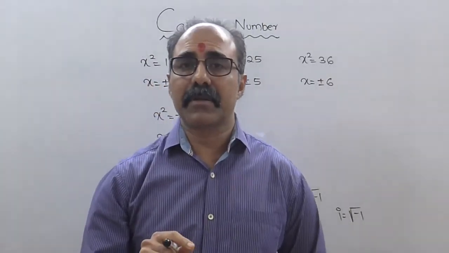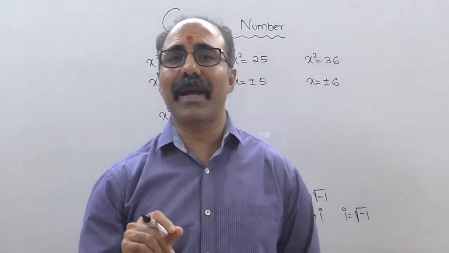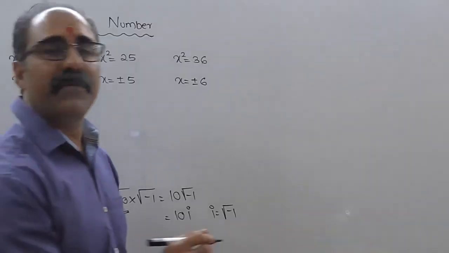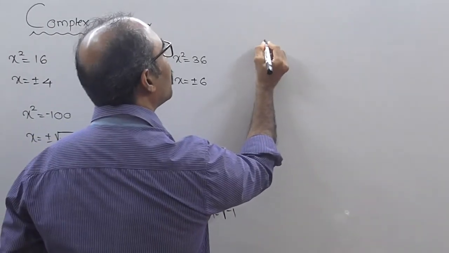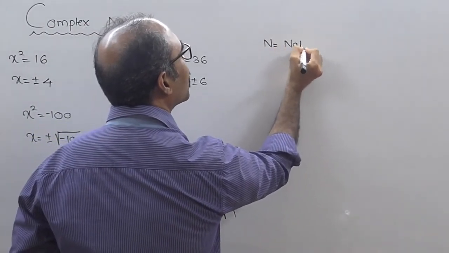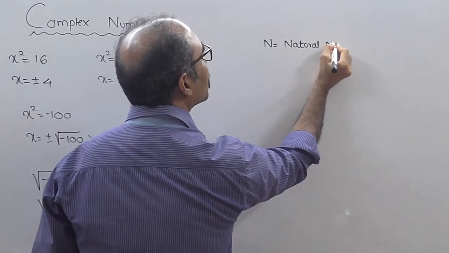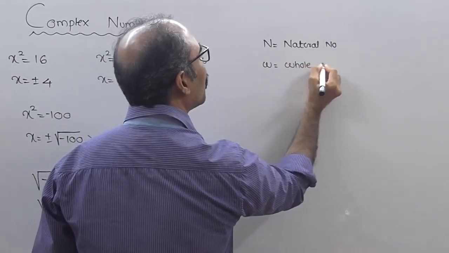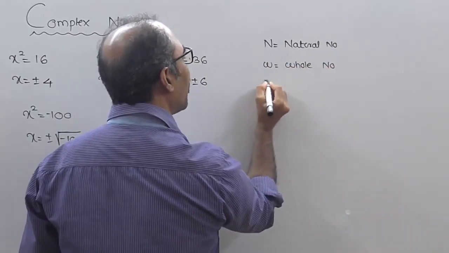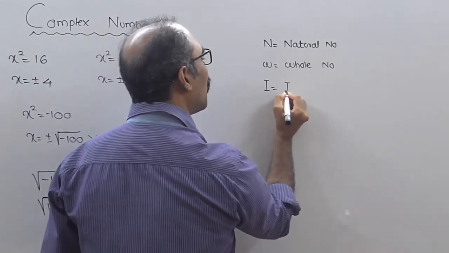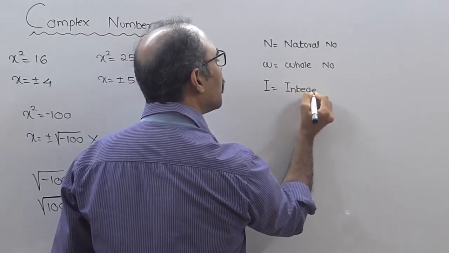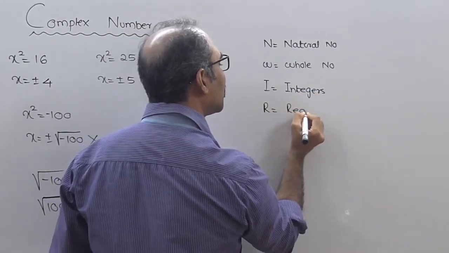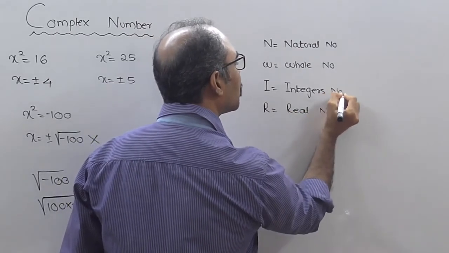There are a lot of alphabets and a lot of symbols which have special meaning or special values defined in mathematics. For example, if I ask you what is the meaning of the alphabet N, you might say this is nothing but natural numbers. Right. If I ask you what is the meaning of W, you might say that it belongs to the set of whole numbers. Then if I ask you what is I, you might say that this belongs to the set of integers. And if I ask you what is the meaning of R, you might say that it is a set of real numbers. Okay?